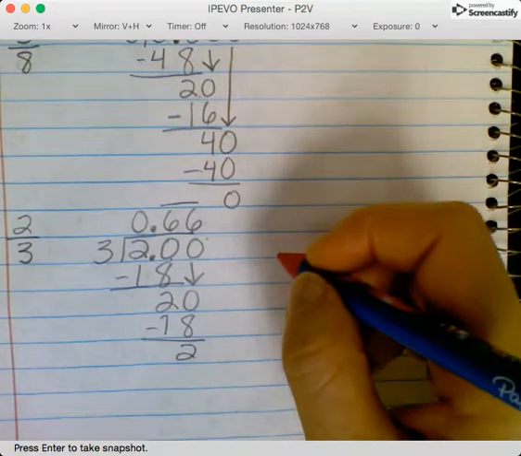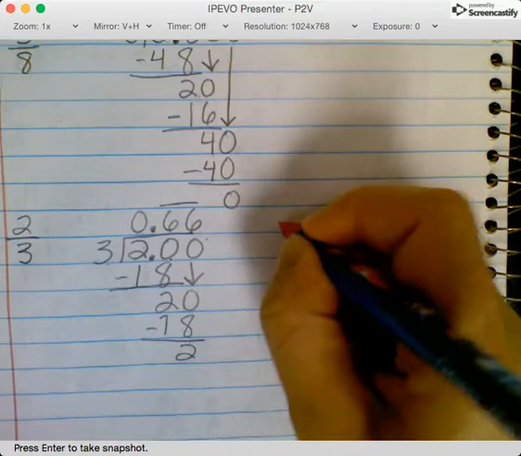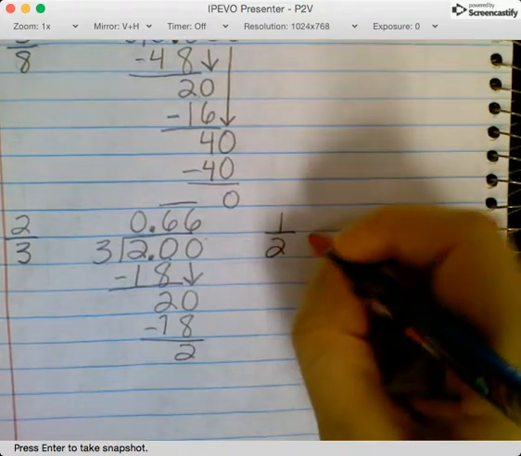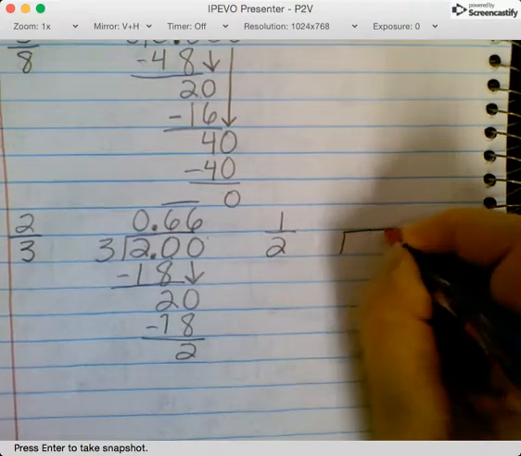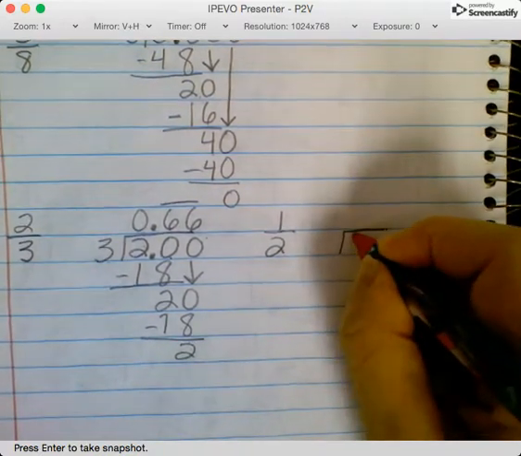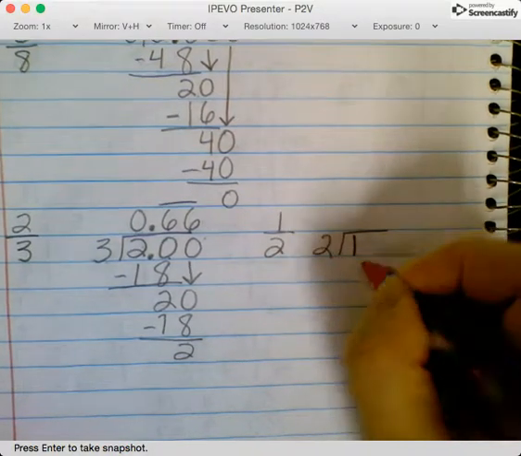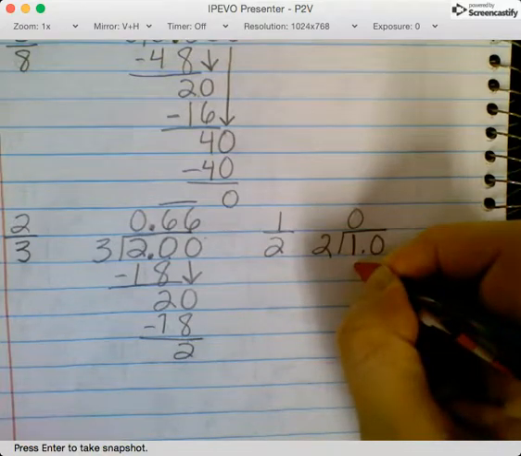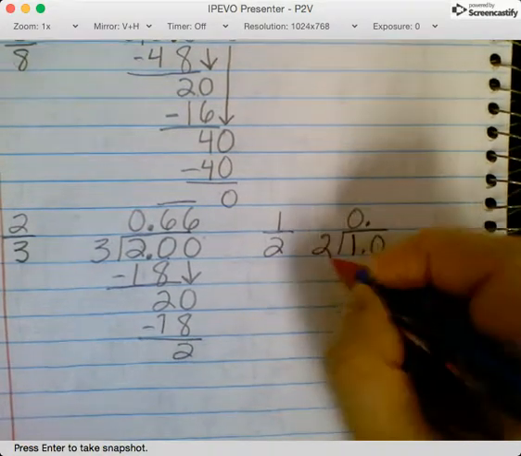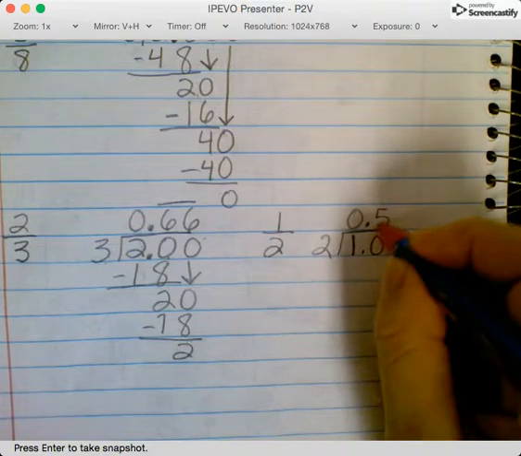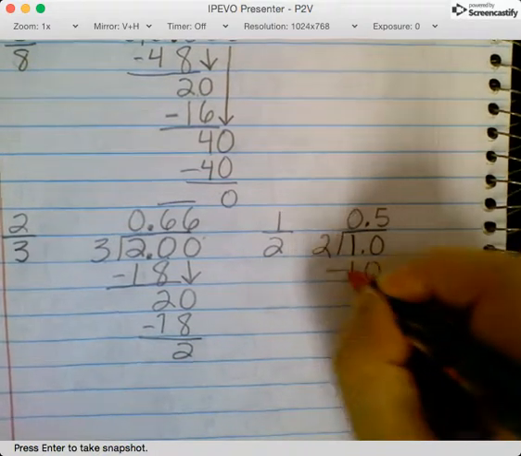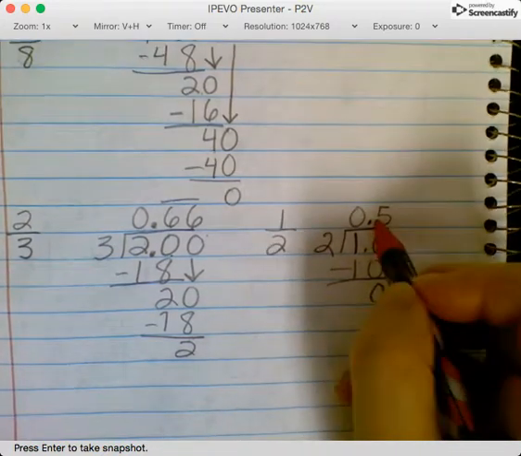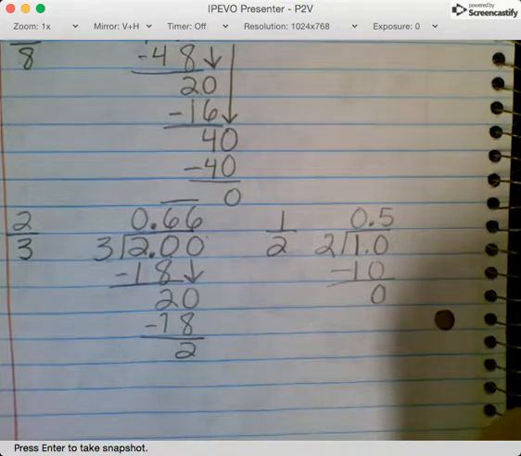Let's do another example. This is one that you may know off the top of your head, but I'm going to show it to you anyway. So 1/2, we put our 1 on the inside, we have our 2 on the outside, put our 0. 2 does not go into 1, but 2 will go into 10 5 times. 2 times 5 is 10. Subtract and you get 0, and it goes in evenly. So 1/2 is equal to 0.5 or 5/10.